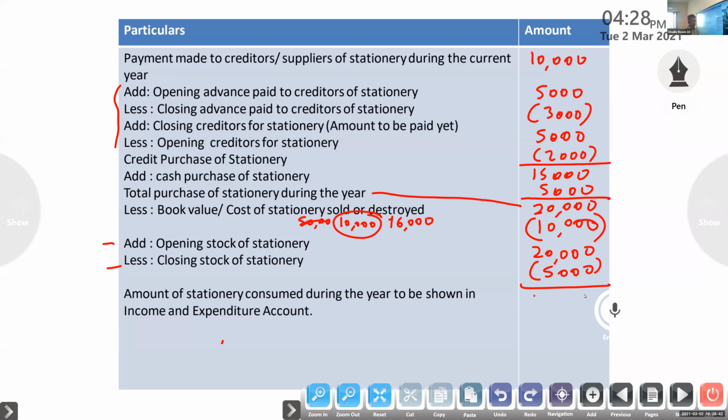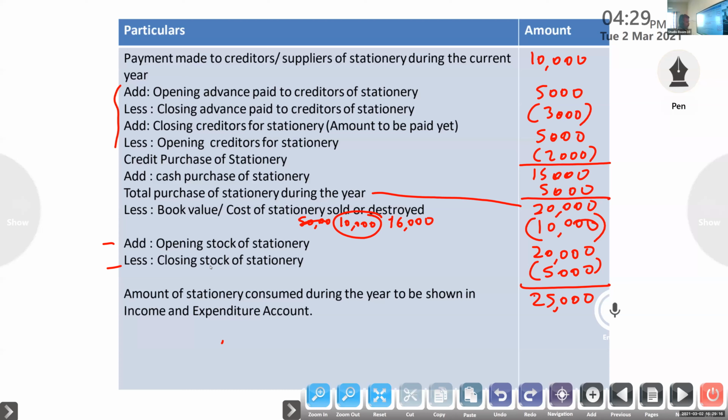Clear? So now you have to study the amount paid to creditors of stationery. With that opening, these are the items; everything is included. Whenever any question comes, you can write it. Sometimes only creditors and opening stock will come: opening stock, closing stock, creditors and closing creditors. No cash purchase, nothing. So everything is contained here.